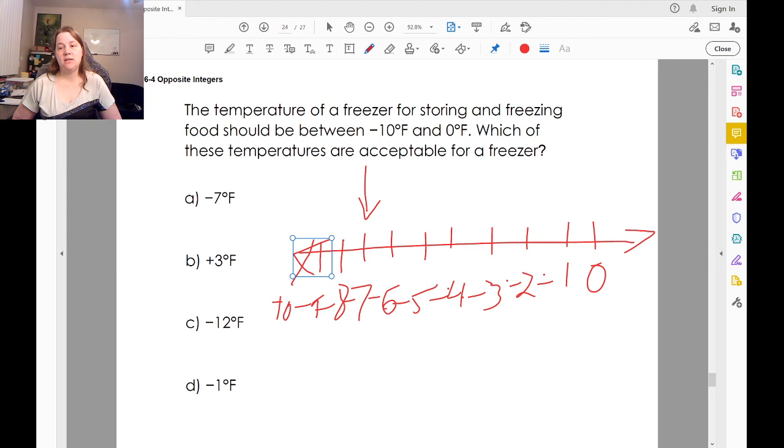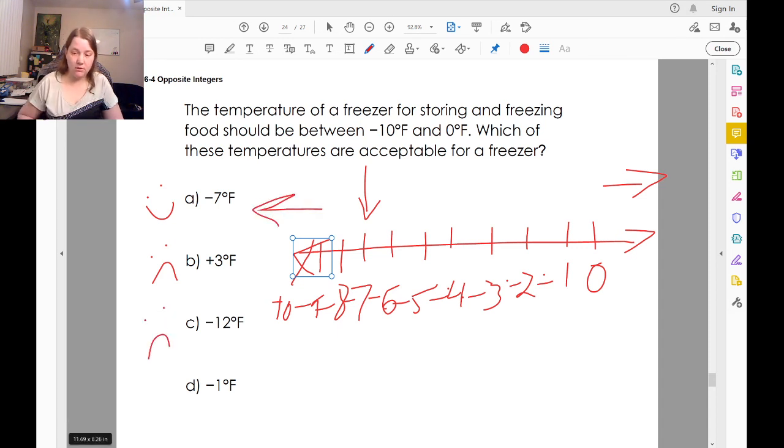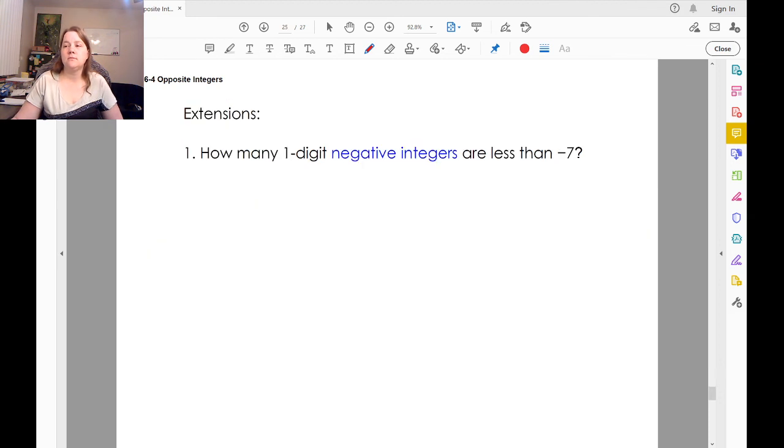Is positive 3 there? No, positive 3 is going to be over there. Positive 3 is not. Negative 7 is. What about negative 12? Negative 12 is way over this way. That's going to be a no. Negative 1? Yeah, that's between negative 10 and 0. I'm going to go ahead and let you try these on your own.